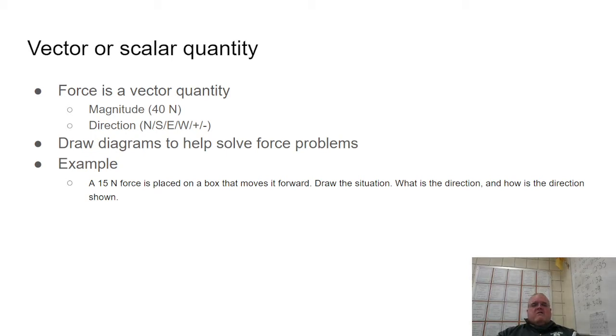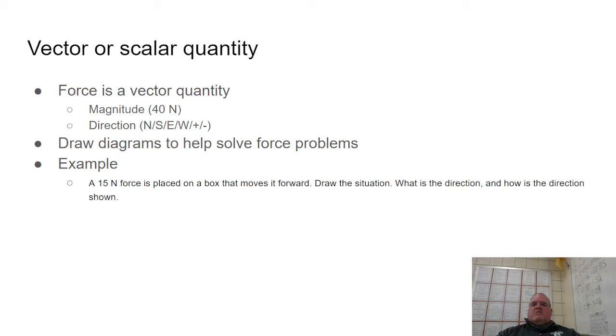Well, force is a vector because if we remember from past discussions, vectors have magnitude and direction, and scalars just have the magnitude. So for force, I've got 40 newtons in a direction. It could be north, south, east, west. It could be plus or minus. So I've got forward, backward.